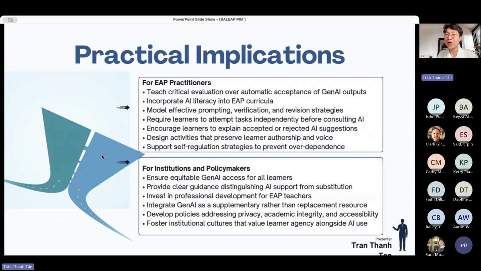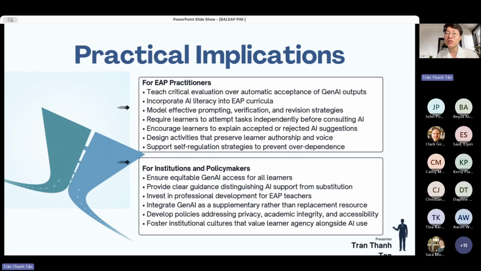As for practical implications, for EAP practitioners, this paper proposes that we should teach critical evaluation over automatic acceptance of GenAI outputs. We can incorporate AI literacy into our curricula and model effective prompting, verification, and revision strategies. We can advise our learners to attempt tasks independently before consulting AI, even though some students share that AI is their companion, or that they think first and use AI later on. We need to guide all of the students to think independently first.